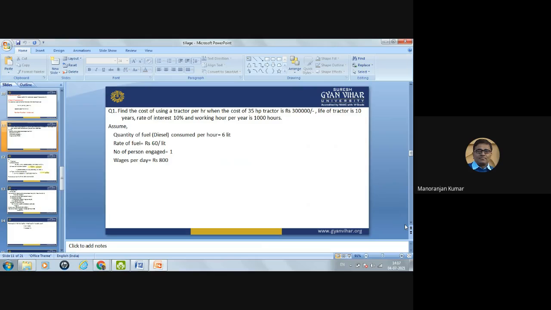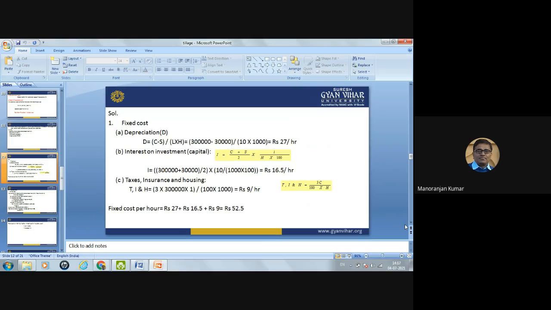So let us see how you can calculate this one. First you have to calculate the fixed cost. After that you have to calculate the variable cost, and in the last you have to add the total fixed cost and total variable cost. It will give the total cost of the tractor per hour. Okay, so let us calculate this equation. First you have to calculate the fixed cost. Under this the parameters are depreciation, interest on investment, and taxes, insurance, and housing.